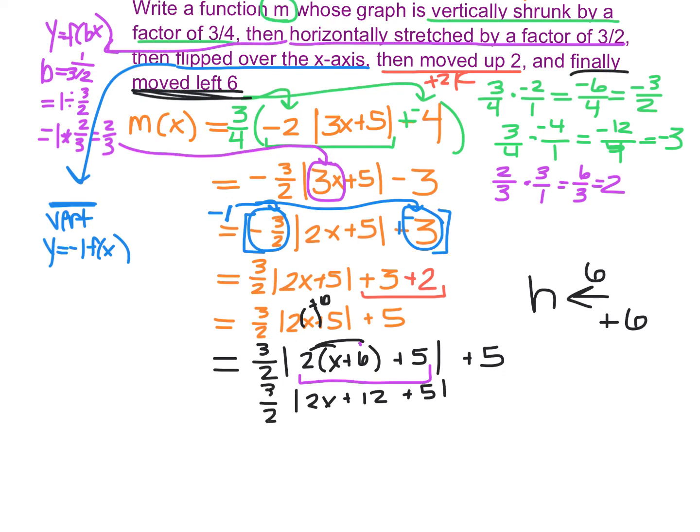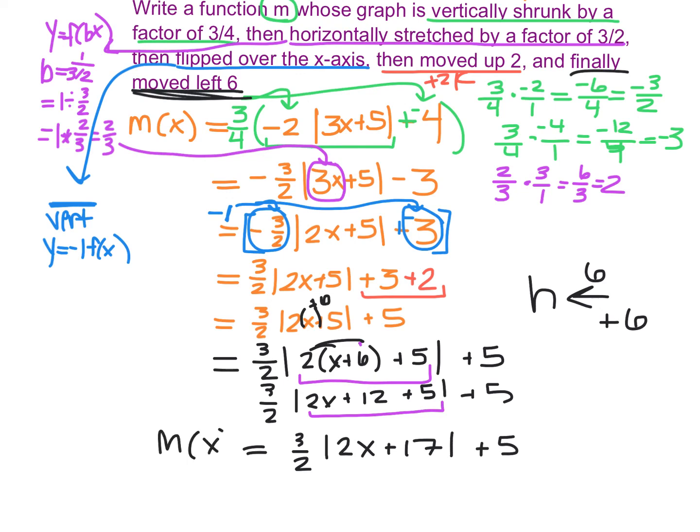And then the last thing I need to do there is I need to simplify this chunk right here by combining like terms. So inside of those absolute value symbols, I have 2x plus 17. Then I have the 3 halves in front, the plus 5 at the back, and there is my new function.